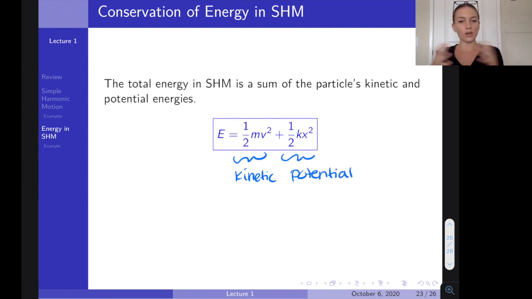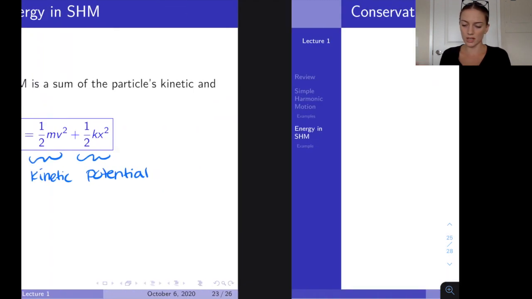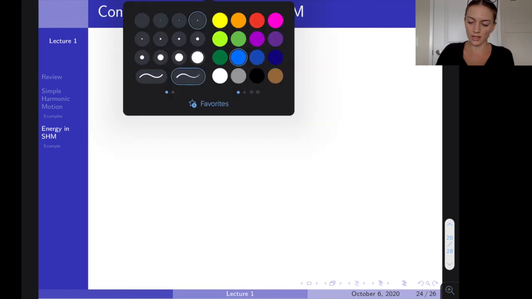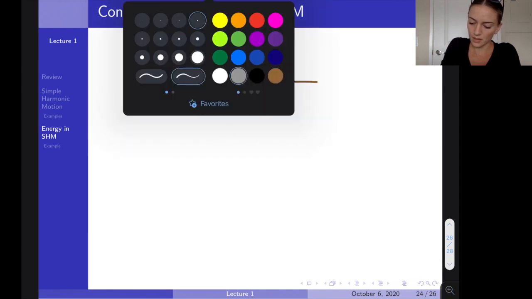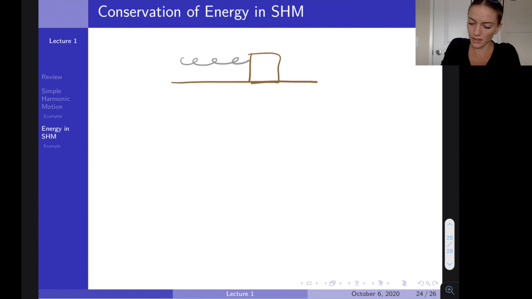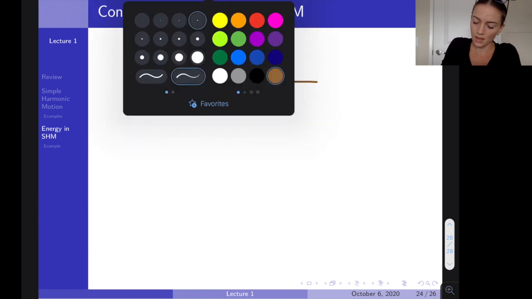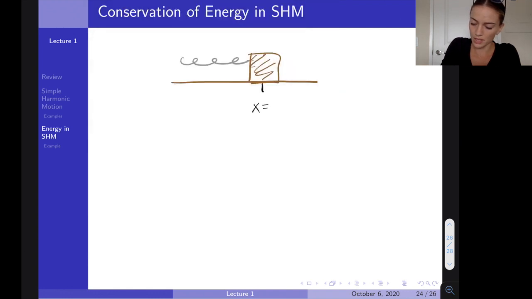And as long as there's no friction, the sum of these two things will be a constant value in joules. Now I just want to go over quickly the potential energy and kinetic energy in a spring. So let's say we have some spring here, and we've got a little block of some sort, and this is the equilibrium position.